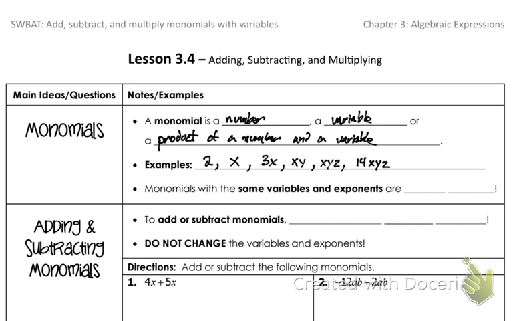When it becomes not a monomial is when you put an addition sign between it or a subtraction sign, because then you have two monomials being combined. But these are all examples of monomials. Well, monomials with the same variable and exponents, we've already done this, these are your like terms. Those are those terms you can actually add together.